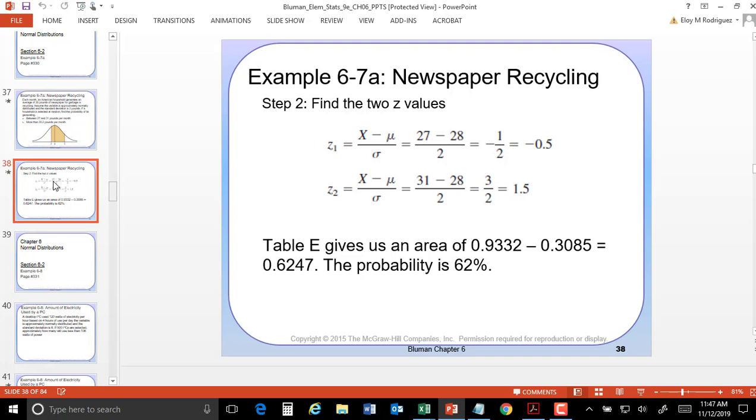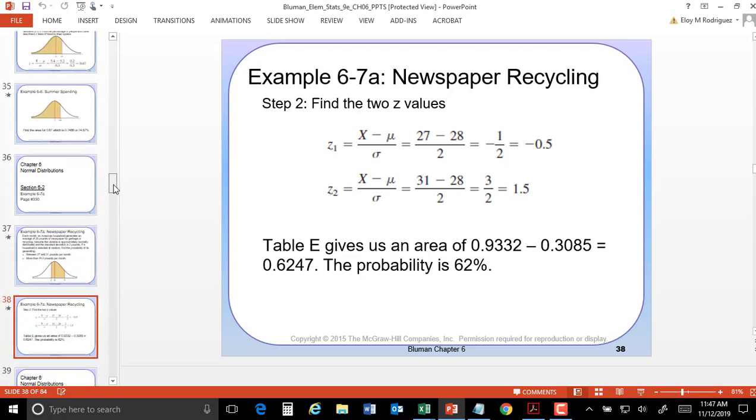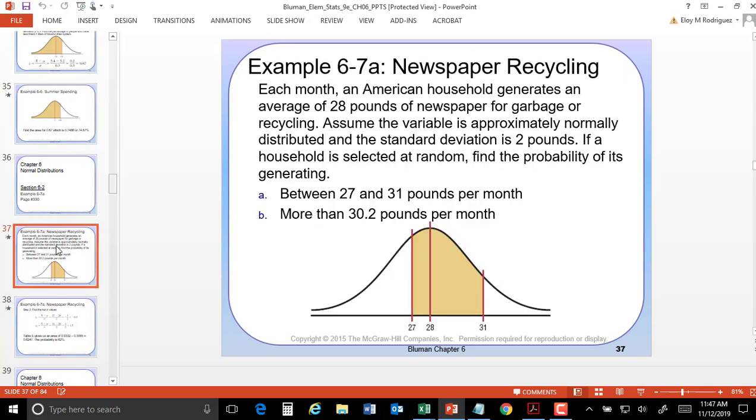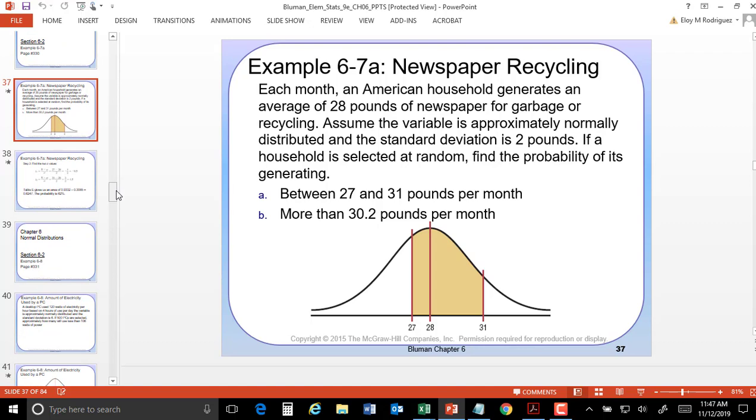So let's see. Where was I? I was here. Yeah. So let's go over here. Okay, now, newspaper recycling. It turns out it's an average of 28 pounds that we have of newspaper. It says each month American households generate 28 pounds of garbage. Okay, now we're going to assume that it's approximately normal, and we have a deviation of 2. Do you see that? Okay, find the probability.